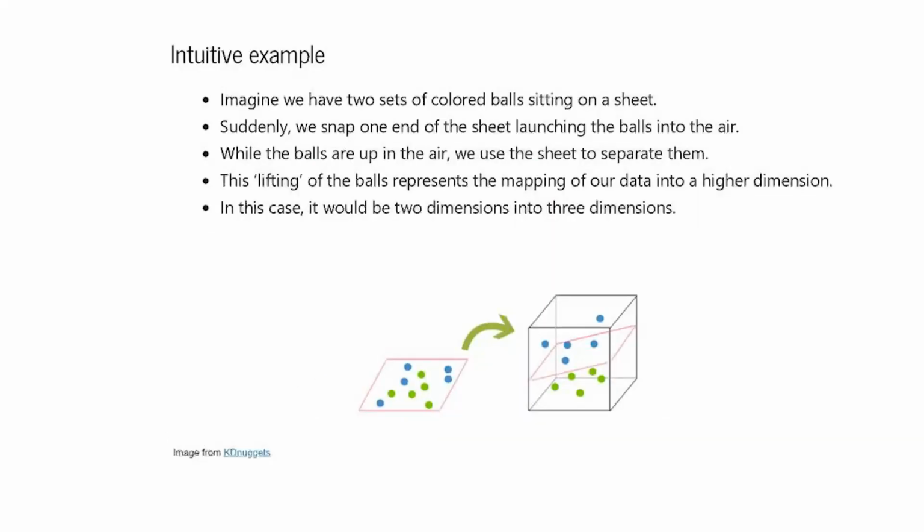The concept mentioned before can also be explained using another simplified example. Imagine that there are two sets of colored balls sitting on a sheet and they are not linearly separable. And the sheet is lifted suddenly, launching the balls into the air. While the balls are up in the air, you use the sheet to separate them. This lifting of balls represents the mapping of data into high dimension. This is known as kerneling, and we will talk about this in coming slides.